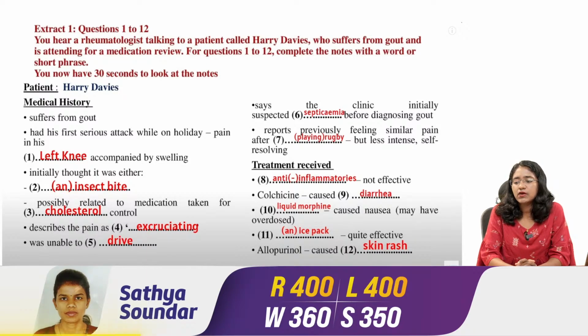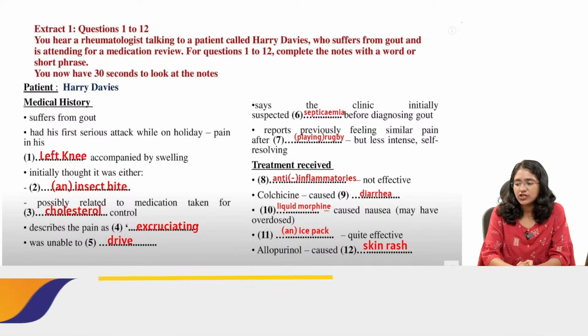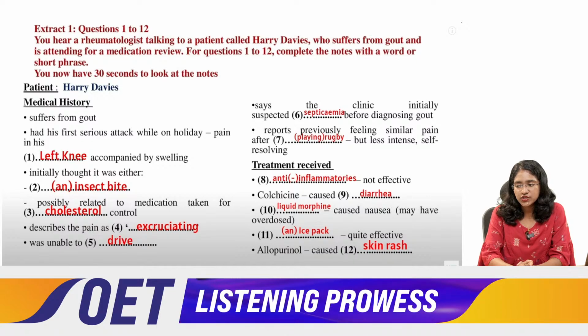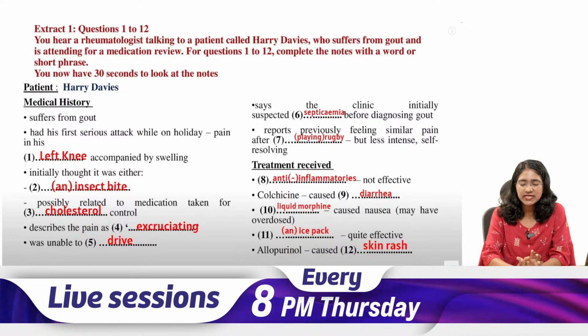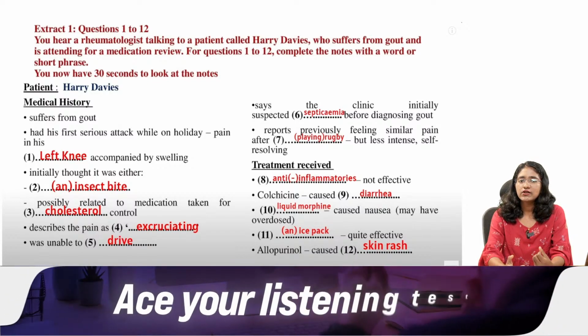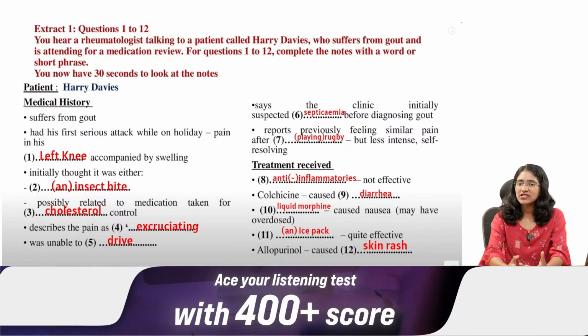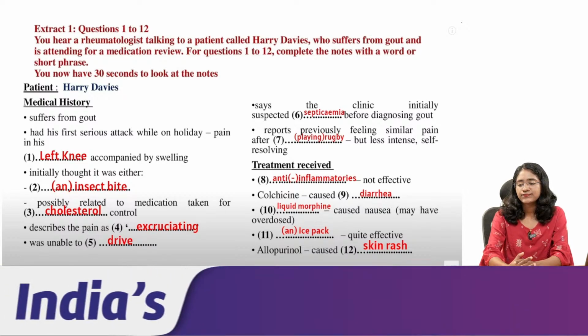First one, extract 1, questions 1 to 12. You hear a rheumatologist talking to a patient called Harry Davis, who suffers from gout and is attending for a medication review. For questions 1 to 12, complete the notes with the word or short phrase. You now have 30 seconds to look at the notes. I'm reading that context statement as well, because that should be a habit for you. While you're listening, just listen to it, because the context statement can help you anticipate what is going to come in the answers in the audio.